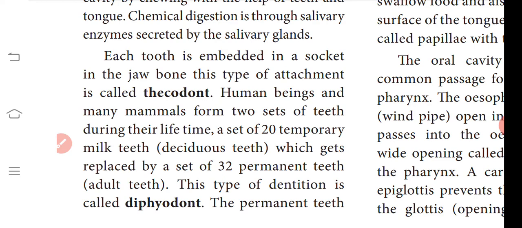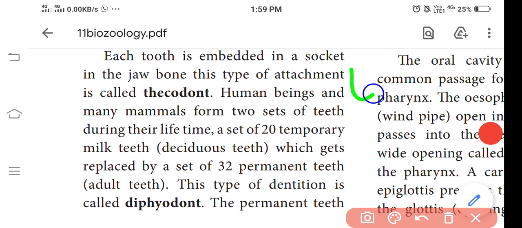We are going to learn about teeth in detail. It is an important 3-mark question. Each tooth is embedded in a socket. What is a socket? It is like a bag, in which our tooth is embedded. Can you imagine that? When a milk tooth has fallen down, you can feel that area to be like a socket. It is not plain, it is like a bag. That is what is meant here.